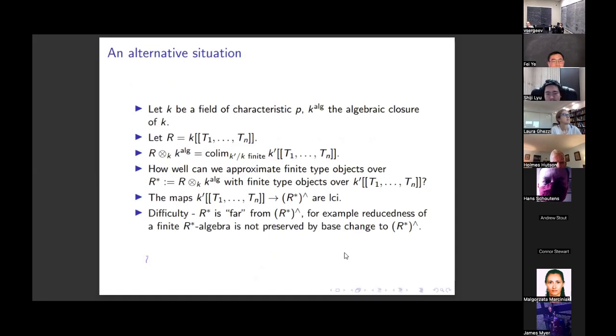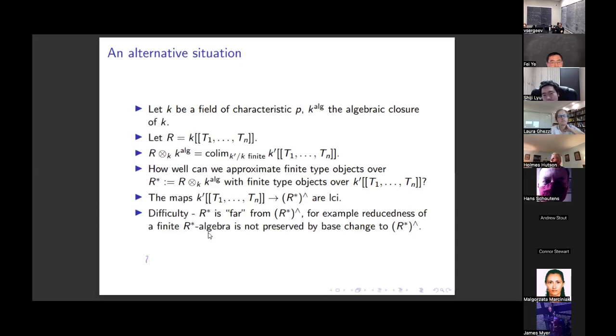Here it's very different because you have methods in characteristic P already available for complete local rings. But I have this strange object, which is the base change of a power series ring to an algebraic closure of your field. Now, if you consider a finite extension, then this tensor product is just another power series ring. So how can we approximate finite type objects over this guy with finite type objects over these power series rings? And it will still have that these maps are LCI in a well-defined sense. But the difficulty here is that this ring is very bad. This ring is not excellent. This ring does not have those desirable properties.